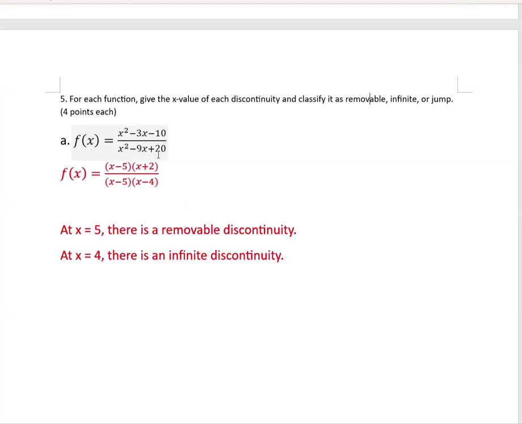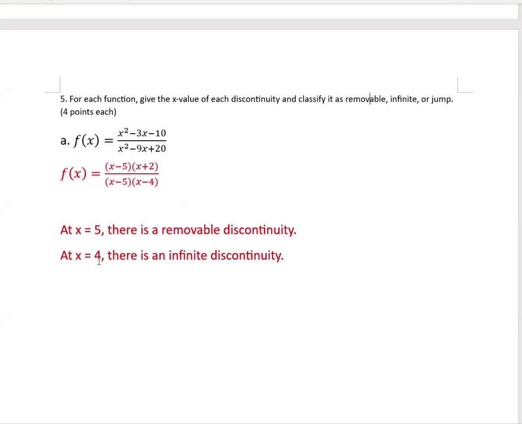9x plus 20. So for these types of problems, you probably want to factor. So I factor the top and the bottom. I'll let you go over that yourself. Here we see that there's a removable discontinuity at x is equal to 5 because those x minus 5 would cancel. But because of the domain, you still can't say f of 5 is defined. So at x is 5, there's a removable discontinuity.